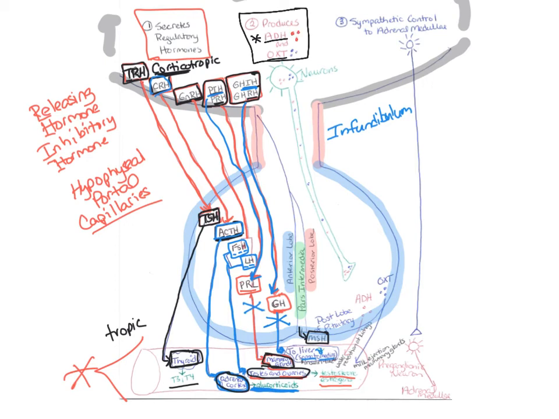ADH is produced in the hypothalamus, and then it's transported through the axons of neurons down into the posterior lobe of the pituitary. So it gets stored in the ends of those axons in the posterior lobe of the pituitary until it's stimulated to be released. So an antidiuretic hormone, what ADH does, is it makes you retain water.